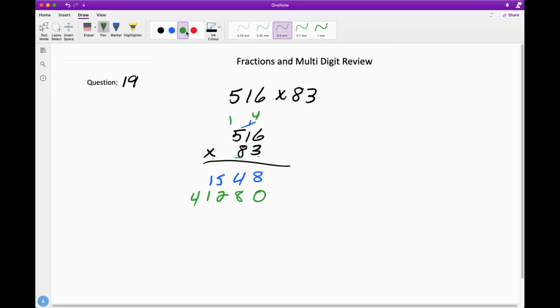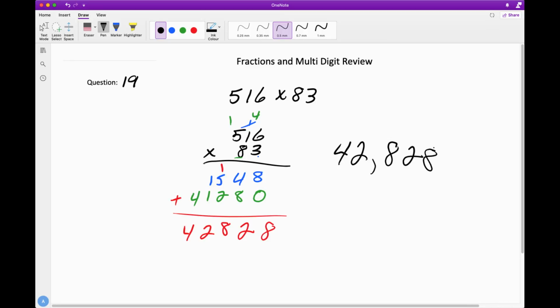And now we're going to go ahead and add down. This gives me 8. This adds up to 12, so I need to carry the 1. This gives me 8. This gives me 2 and 4. So then our final answer is 42,828. All right, now we're moving on to the last question.